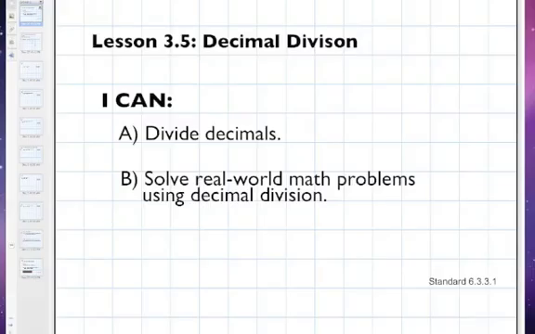Hey guys, Mrs. Simonson here. Tonight we are working with decimal division. We have two objectives that are pretty straightforward. One is to divide decimals. The second is to solve math problems using decimal division.